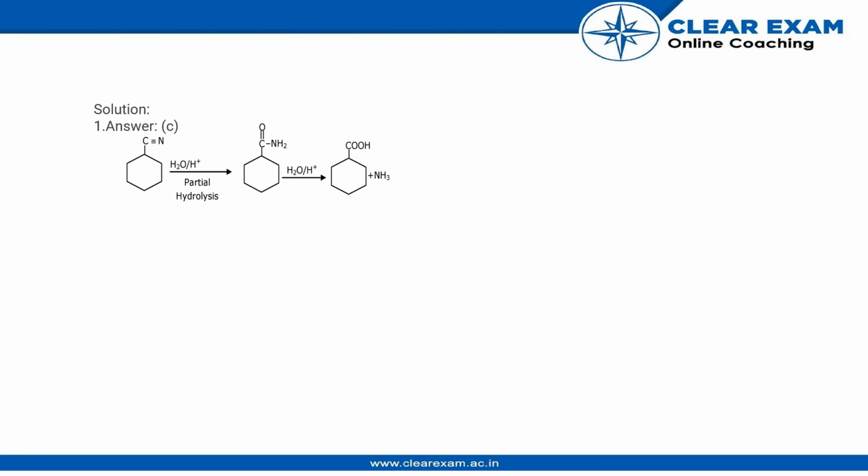So if you look at the mechanism over here, this is the mechanism. You get this as the product because there is partial hydrolysis, and then you use complete hydrolysis in the presence of heat to give us carboxylic acid and ammonia.